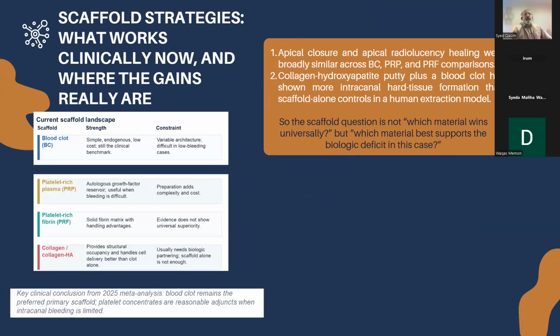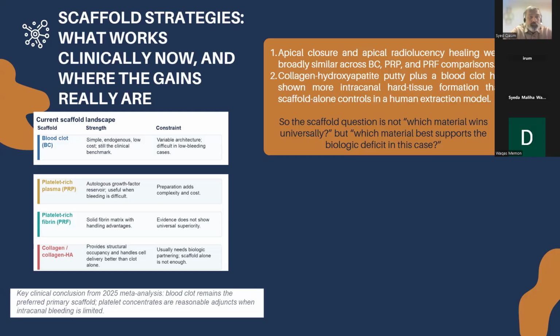So, scaffold strategies: what works clinically now and where the gains really are. Right? What do we know about which scaffolds have been used in the past, and where is the potential? What we have found from the literature earlier is that plasma-based biomaterials were working, monocultures were not suggested, co-cultures were suggested, co-cultures were more targeted.